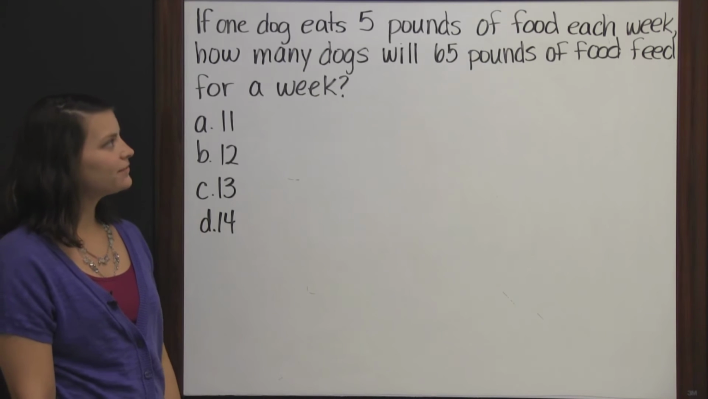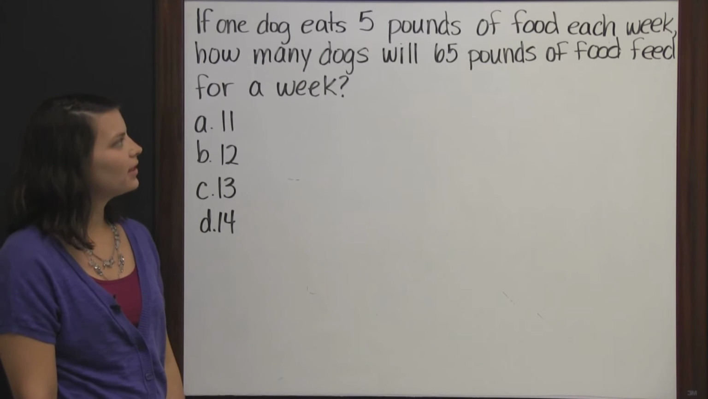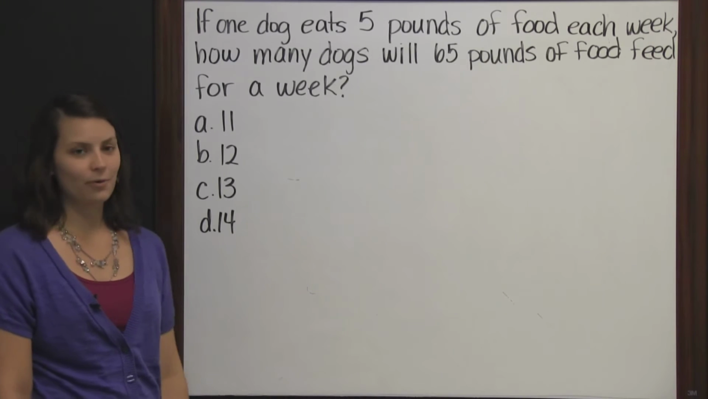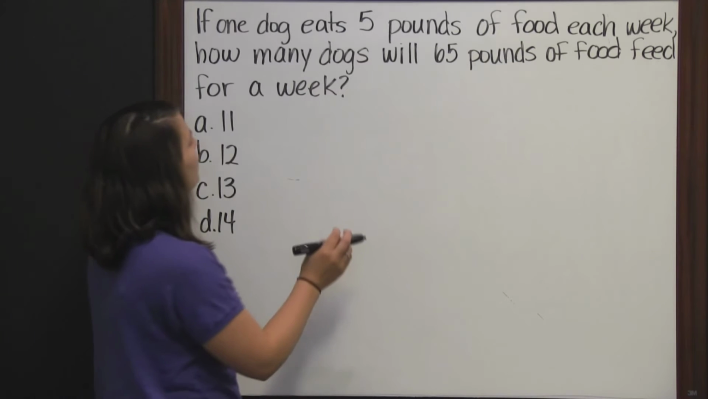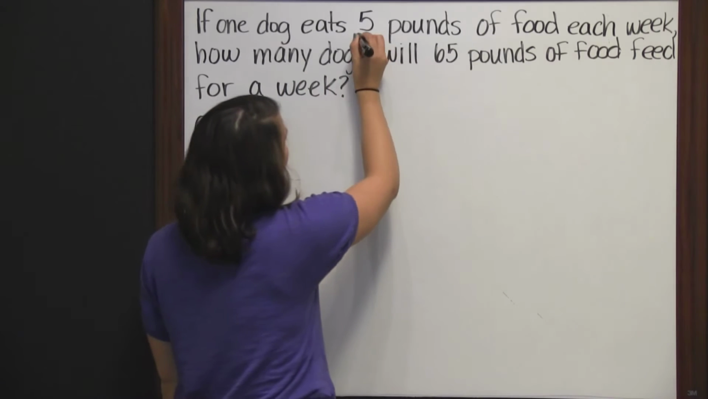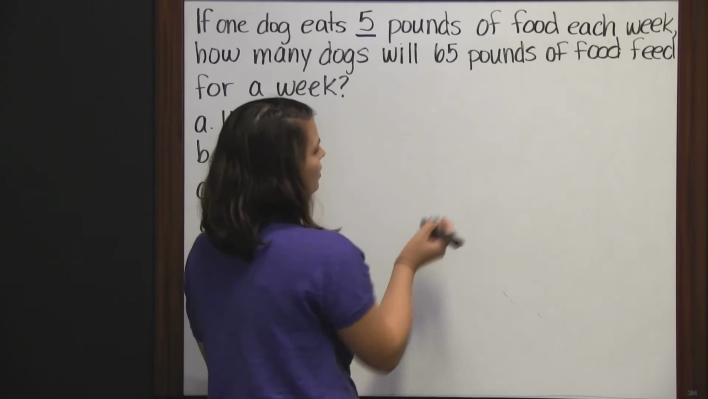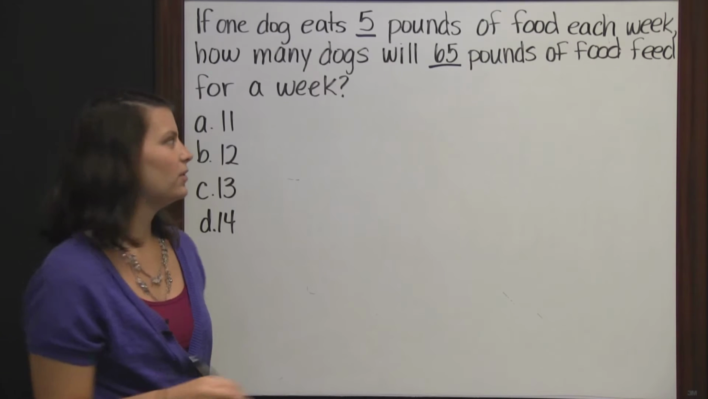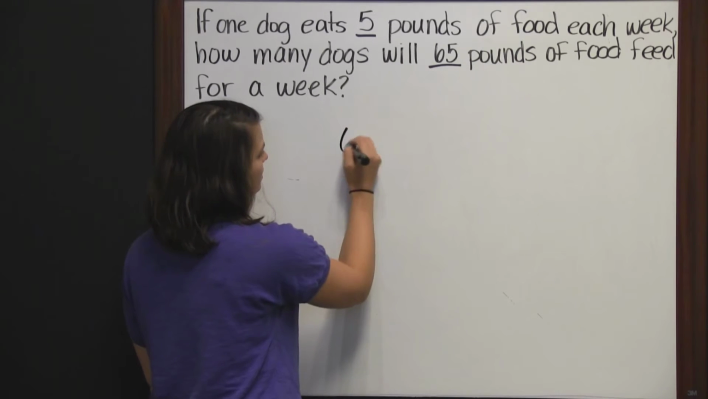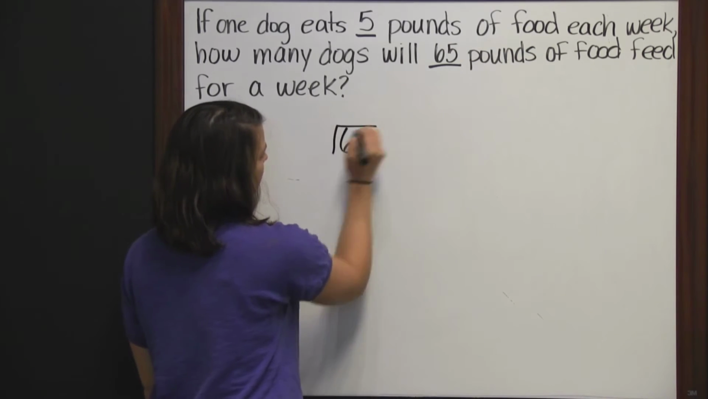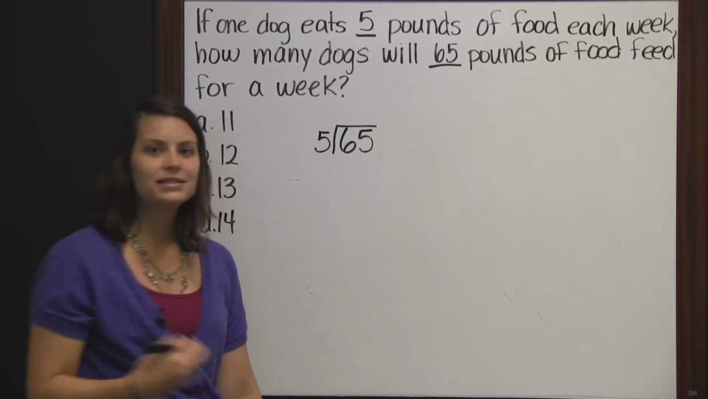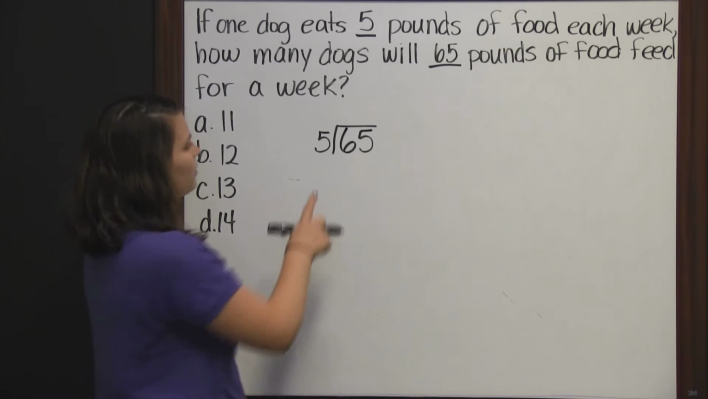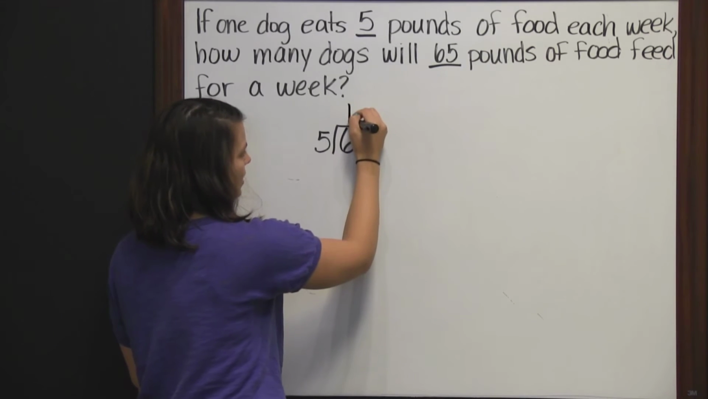If one dog eats 5 pounds of food each week, how many dogs will 65 pounds of food feed for a week? So we know that one dog eats 5 pounds of food in a week. If we have 65 pounds of food, how many dogs can we feed? We just need to take the 65 pounds of food and divide it by 5, since each dog requires 5 pounds of food. 5 goes into 6 one time.